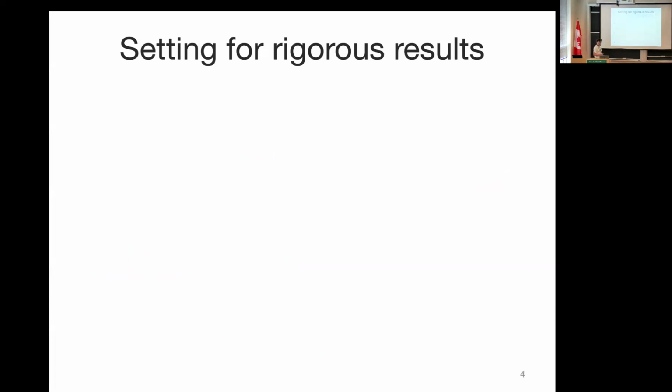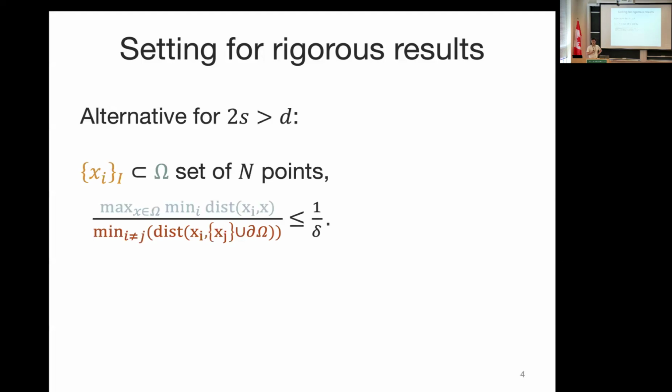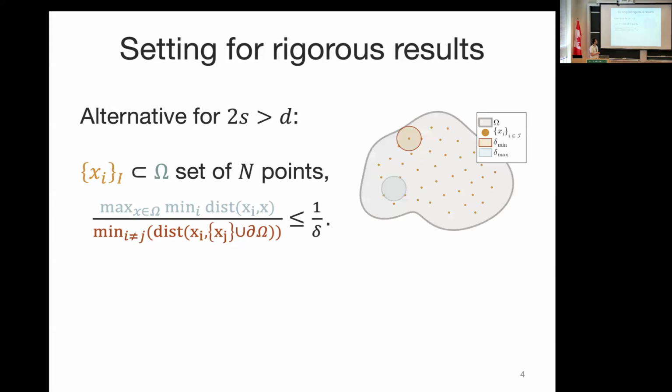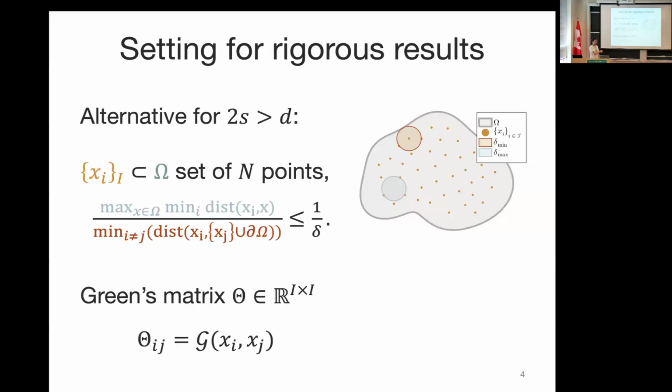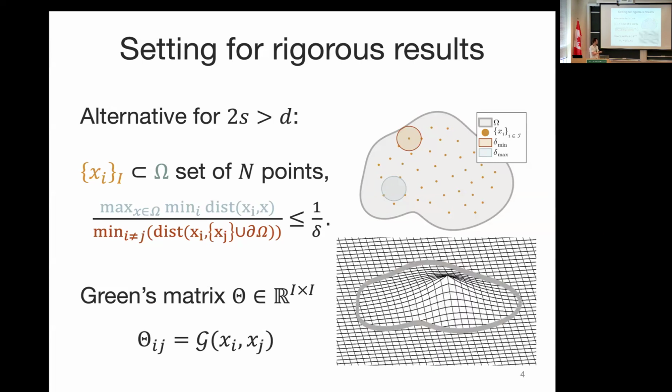Now, when we do numerical analysis, we need to somehow work with some kind of discrete object because we want to compute. There are two types of discretizations that I'm going to cover in this talk. The first is a discretization where, if we assume that the order of the PDE is larger than the dimension, meaning that the solution space embeds into the continuous functions, then we can discretize our Green's function, so our solution operator, simply by throwing down a bunch of points in the domain and evaluating the Green's function at these pairs of points to form a matrix, what we would call the Green's matrix.